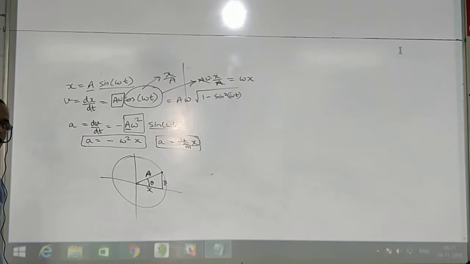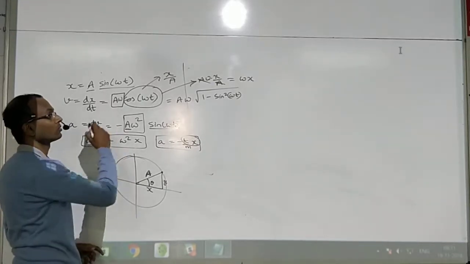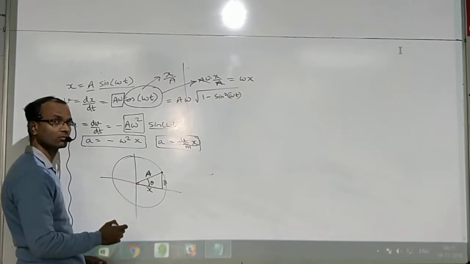I don't understand why you wrote x. We have given the y position. Why are we writing in terms of x? No, suppose I want to know how the velocity changes with displacement. Displacement of what? Displacement of the object.